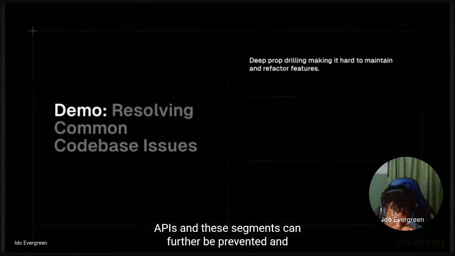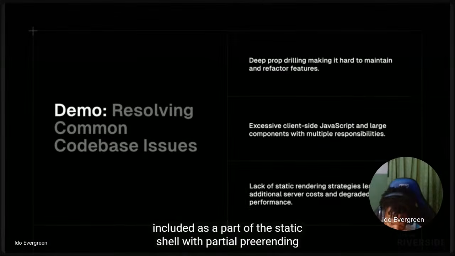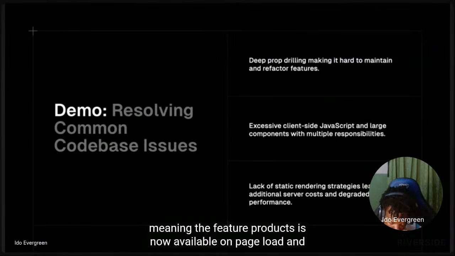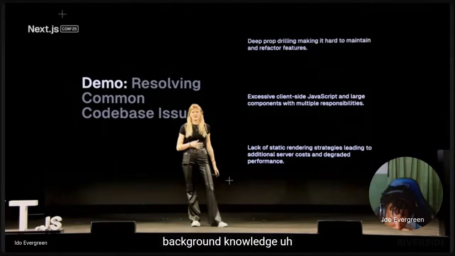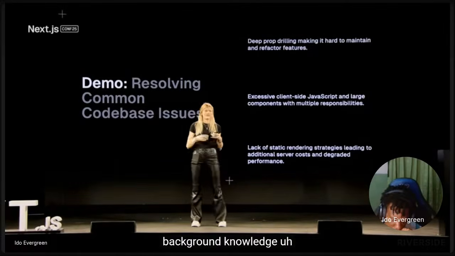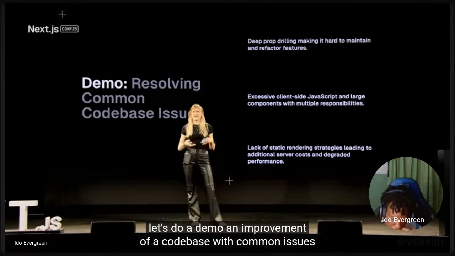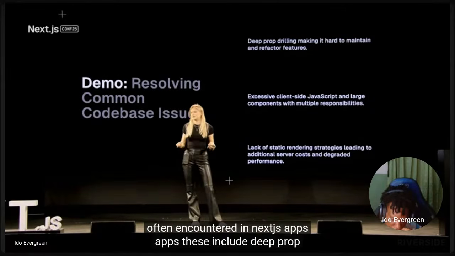So now that we have this important background knowledge, let's do a demo, an improvement of a code base with common issues often encountered in Next.js apps. These include deep prop drilling, making it hard to maintain or refactor features, redundant client-side JavaScript, large components with multiple responsibilities, and lack of static rendering, leading to additional server costs and degraded performance. So yeah, let's begin.